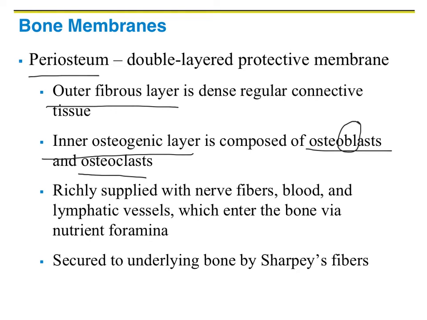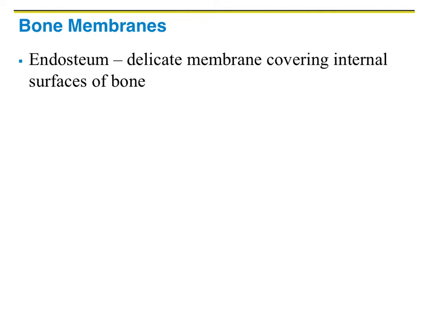Osteoblasts will increase bone layers. Osteoclasts will reduce bone layers. The periosteum is secured to the bone by what are called Sharpey's fibers or perforating fibers. The endosteum is the membrane that lines the medullary cavity.